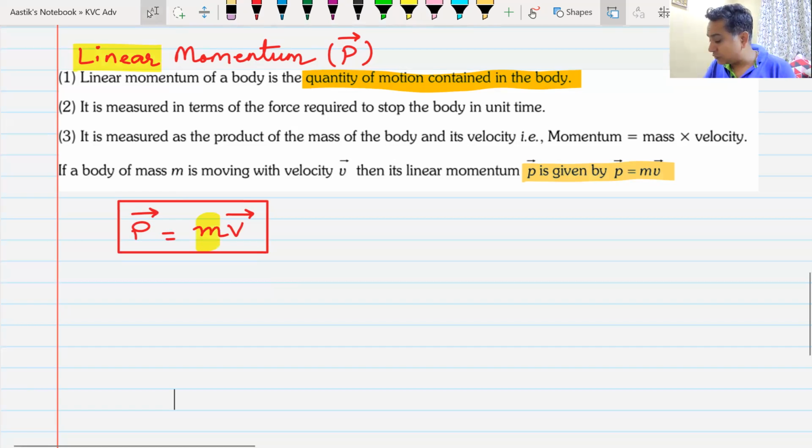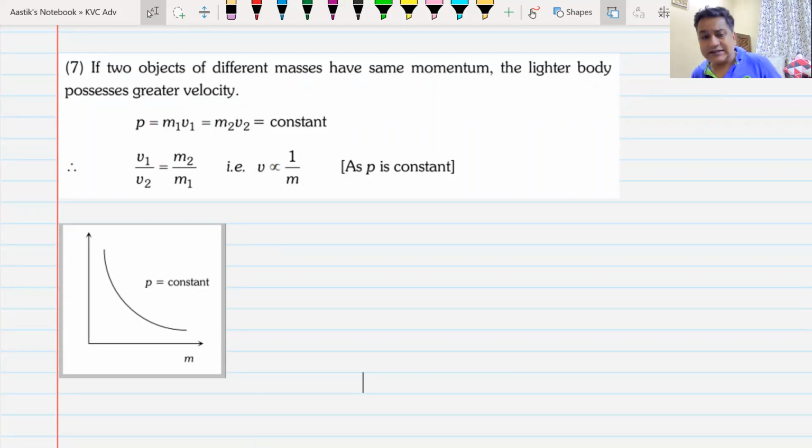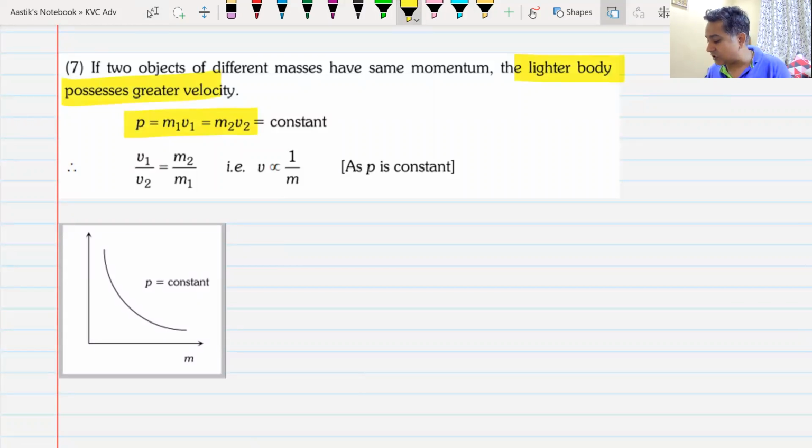You can also go through this graph. They might give you a question based on graphs. These are the type of questions that are asked these days. If two bodies of different masses have the same momentum, the lighter body will have more velocity. Do we understand this? Yes, sir. These simple facts may be put in the form of a question. And if you draw a graph between v and m, that graph would look like this. Do we understand this? Yes, sir.